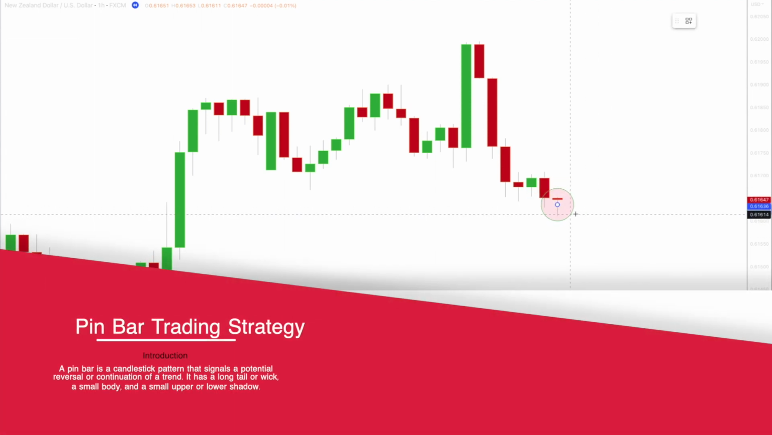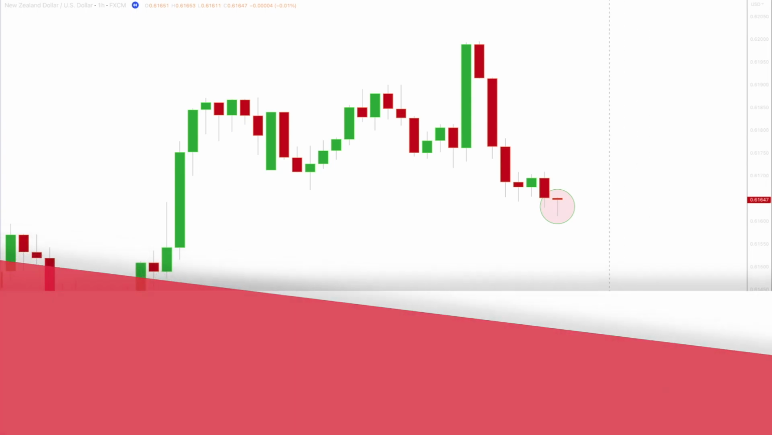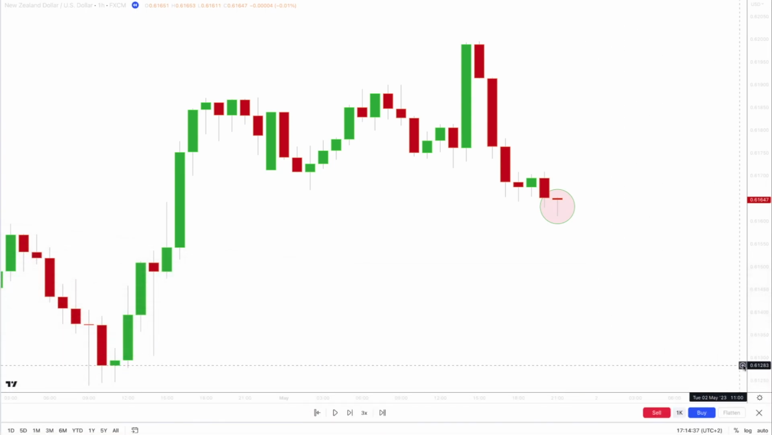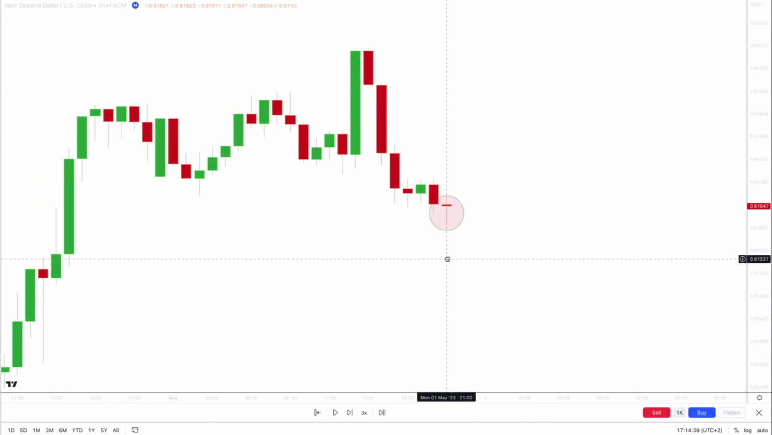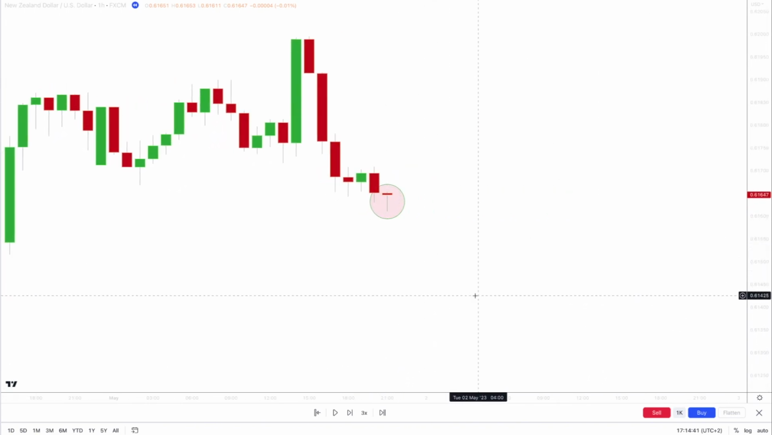A pin bar is a candlestick pattern that signals a potential reversal or continuation of a trend. It has a long tail or wick, a small body, and a small upper or lower shadow. The psychology behind the formation of a pin bar is that price initially moved in one direction but then reversed sharply, indicating that the opposing side has taken control.